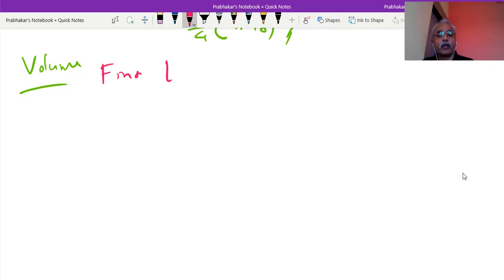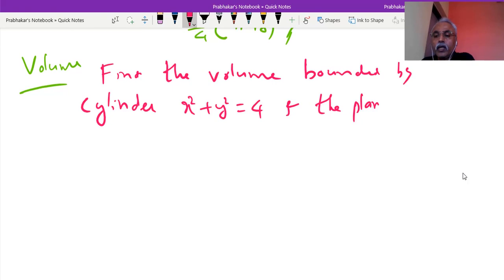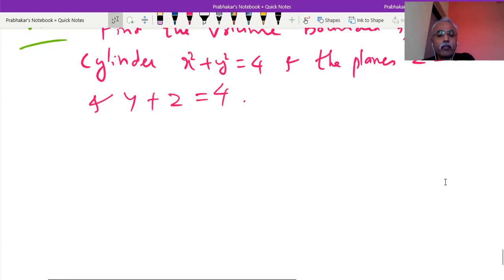Find the volume bounded by the cylinder x square plus y square equal to 4 and the planes. Two planes are there. One is z equal to 0, which is the xy plane, and one more is the oblique plane y plus z equal to 4. So always the first thing is the diagram.